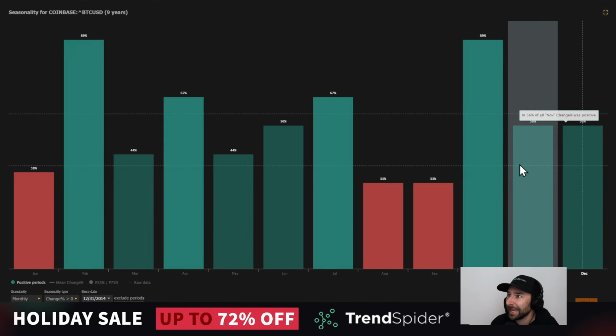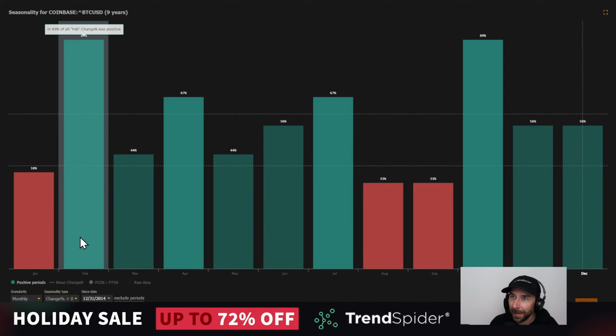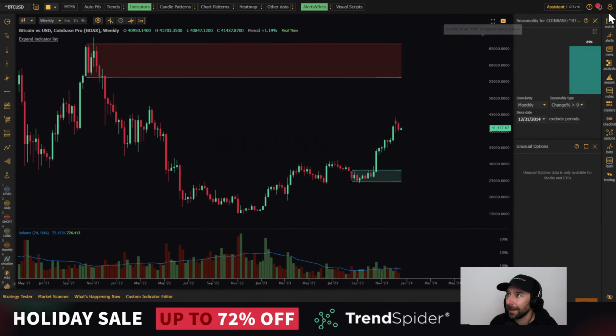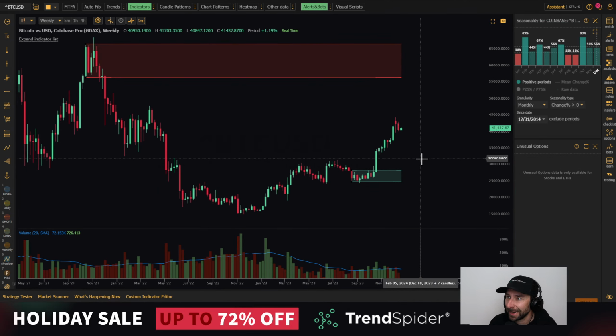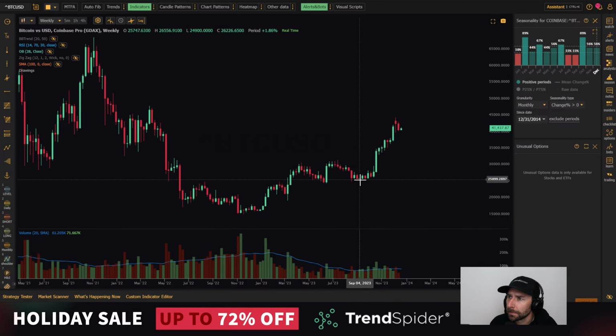We know that Bitcoin tends to perform pretty poorly in January, but then February performs great. So maybe this is all just a setup. Maybe Bitcoin is setting up to pull back through January and absorb some of these gains. We can anchor a VWAP from these lows here. Yeah, your anchored VWAP from the September lows at 33.